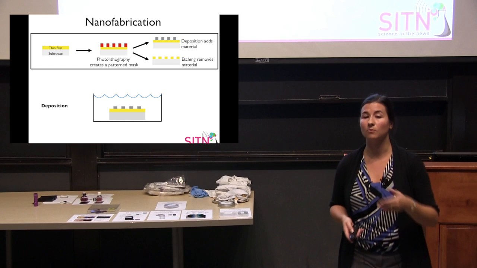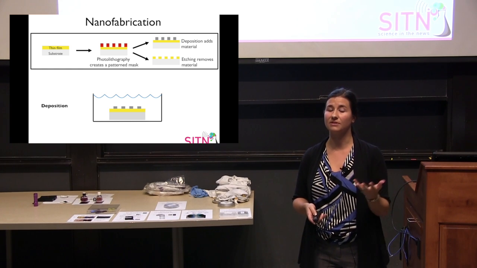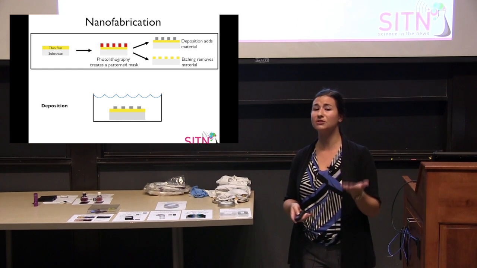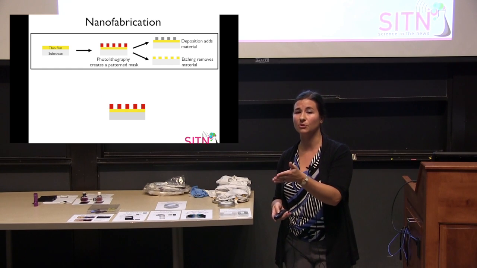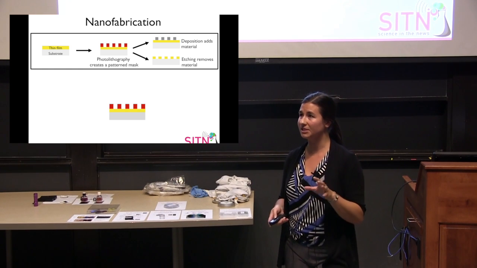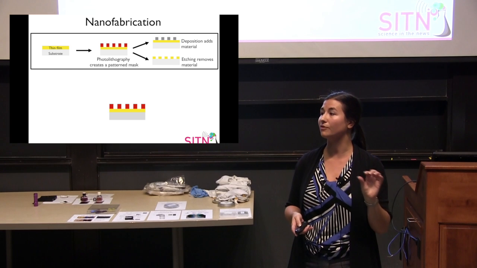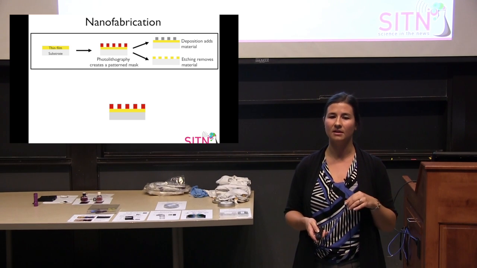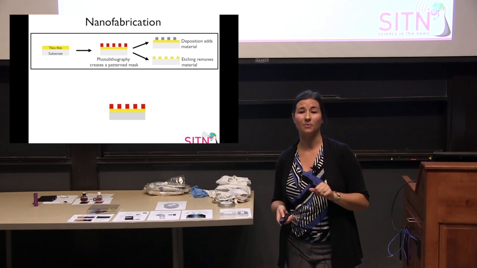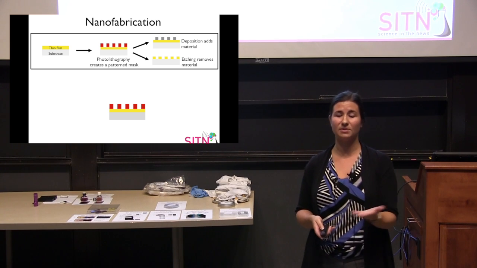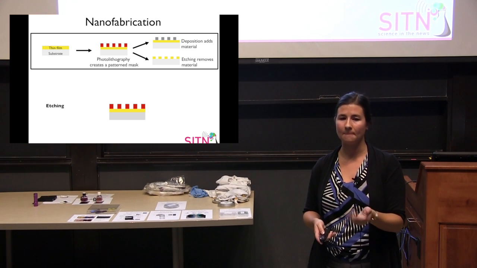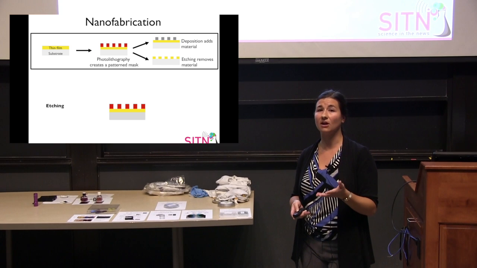So I mentioned that once you make this temporary pattern using photolithography, you can do two things: deposit, like we just showed, or if you don't want to add a new material, you can take away material from the film that you started with. So let's talk about how we do that. So we have this photoresist mask, this temporary mask, and we're going to do something called etching.